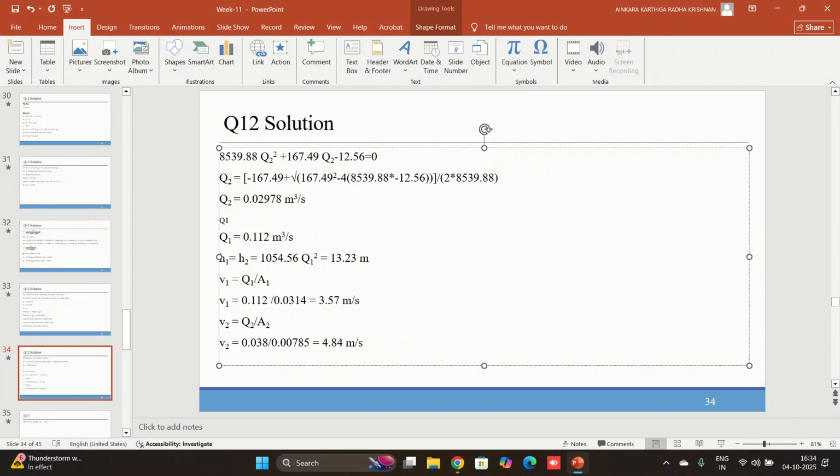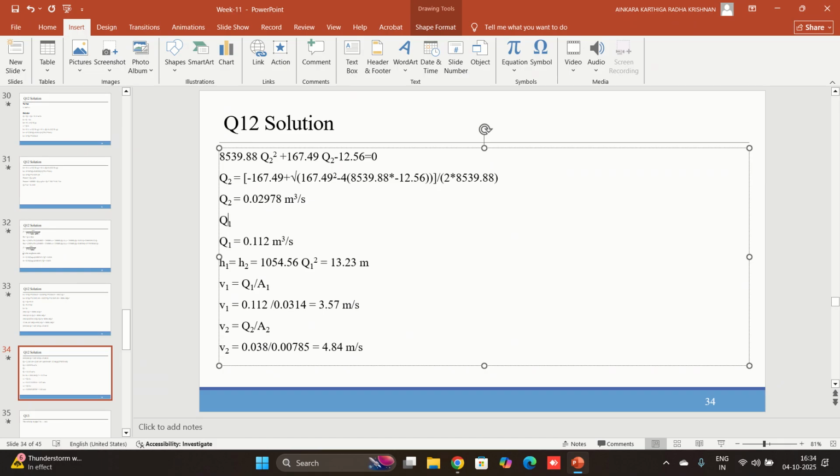Now we have to get Q1. Q1 is equal to 0.15 minus Q2. So it is 0.15 minus 0.02978, which gives us 0.1202 meter cube per second.